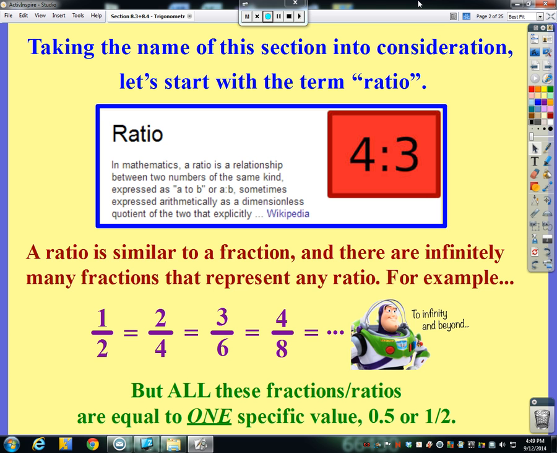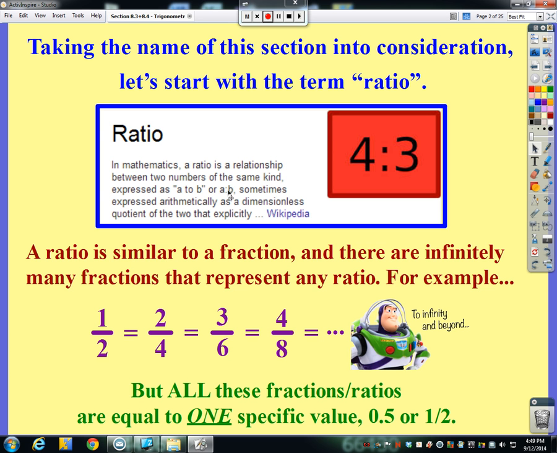So, first, when we talk about trigonometric ratios, that's a mouthful. Like, I'm amazed I can even say trigonometric without screwing it up somehow. Anyway, let's think of the second term, ratio. Now, you've heard of the term ratio, but just in case some people are a little fuzzy on what a ratio is, it's just a way of comparing two values to each other.